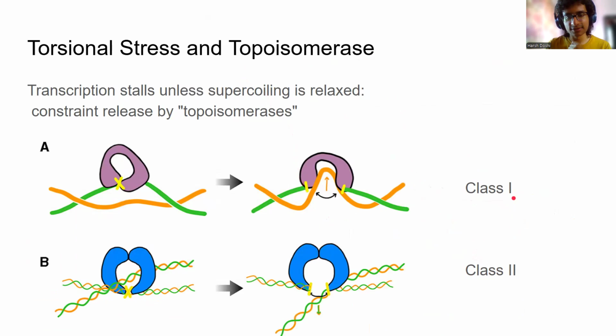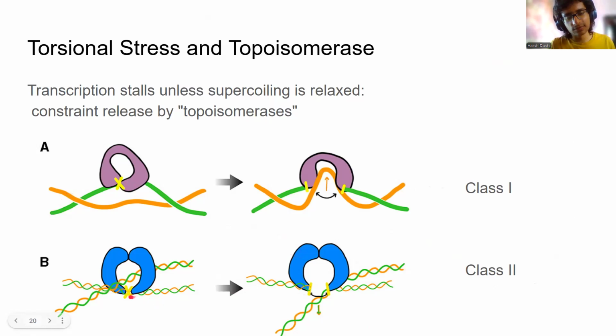Class 1 topoisomerases take individual strands of the DNA and make them pass through each other, as shown here. So here they've first shown that the two strands are slightly unwound, and because of the activity of this topoisomerase, it makes the orange strand pass through the green strand and introduces an extra winding. So this essentially introduces positive supercoiling, which can be helpful to release the negative supercoiling in the upstream region of the transcription polymerase.